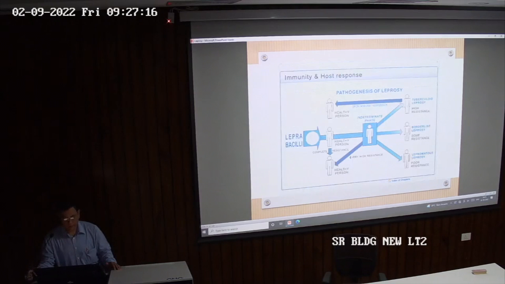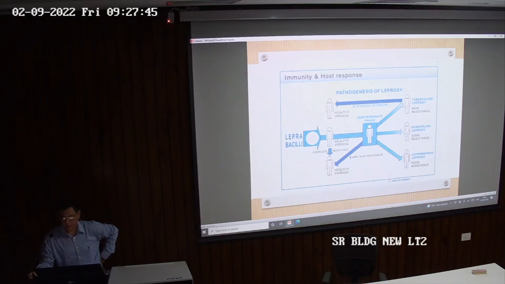This diagram shows how the leprobacilli enter and the final outcome in those who are exposed to them. In a healthy individual, there is complete resistance to the bacteria and no infection at all. He remains healthy. But then comes the indeterminate phase, in those whose immunity is not determined. If it is less, they go to the lepromatous pole. If it is high, they may go into the tuberculoid pole.